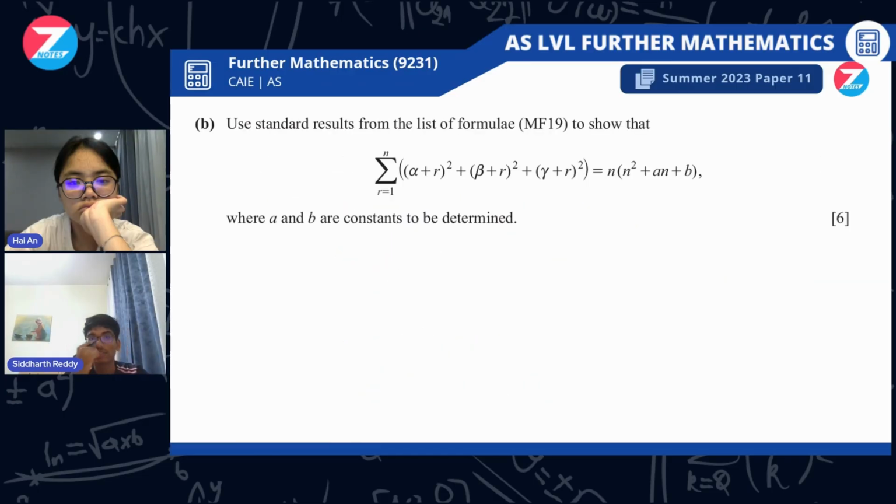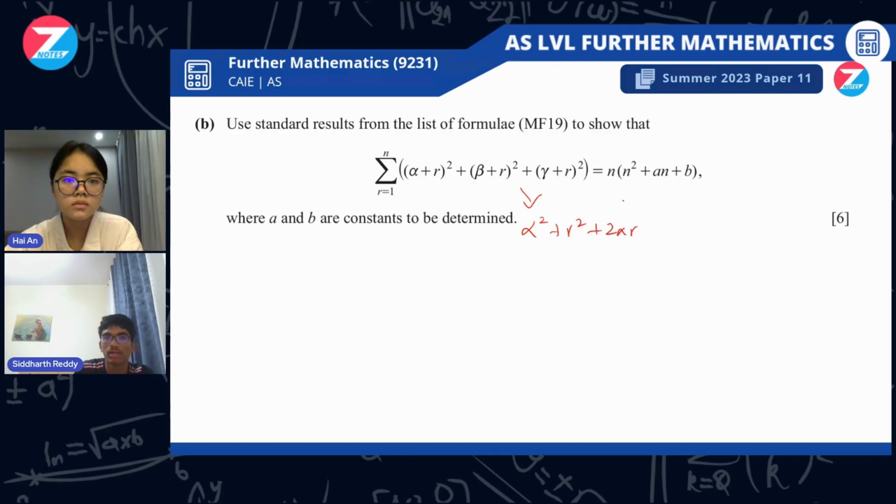Use standard results from the list of formulae to show that this big sum is equal to n into n squared plus a n plus b, where a and b are constants to be determined. Okay. So let's just expand this out. So we get alpha square plus r square plus 2 alpha r plus beta square plus r square plus 2 beta r plus gamma square plus r square plus 2 gamma r.